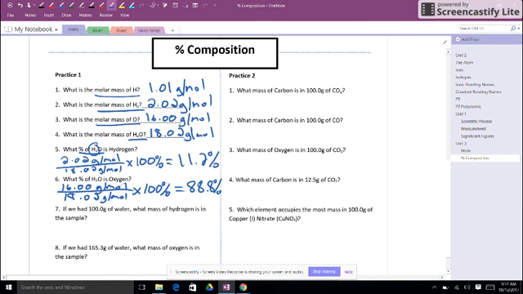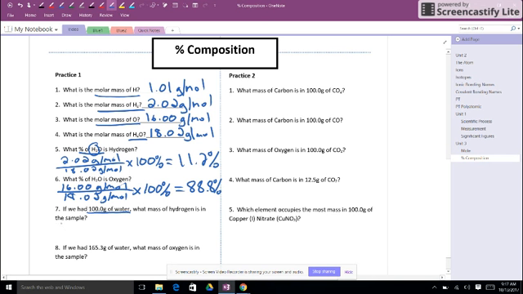Now here's some extension problems. Let's say we had 100 grams of water. What mass of hydrogen is in this sample? Now I think you could just look up at these percentages and say, oh, 100 grams of water, hydrogen's 11.2%. That would be 11.2 grams. But let me show you the way that's going to work every time.